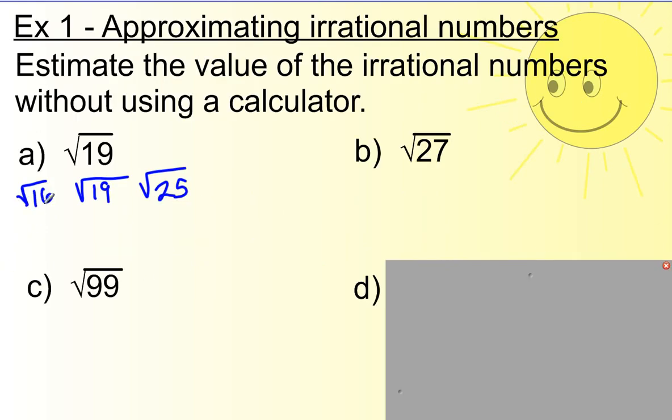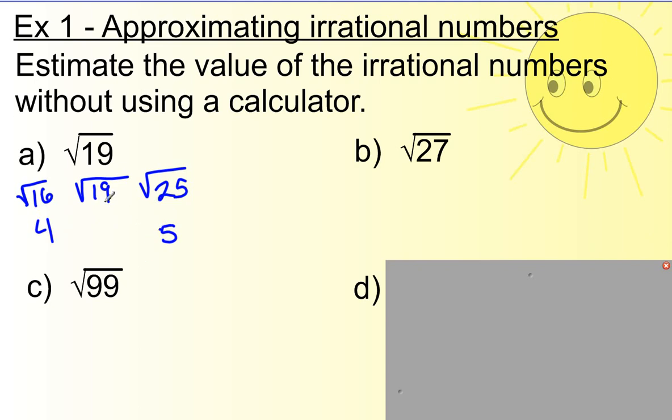If I take the square root of 16, I get 4. If I take the square root of 25, I get 5. So this square root of 19 would be someplace between 4 and 5. So all you really have to do is ask yourself, well, is it closer to 4? Is it closer to 5? Or is it almost smack dab in the middle?